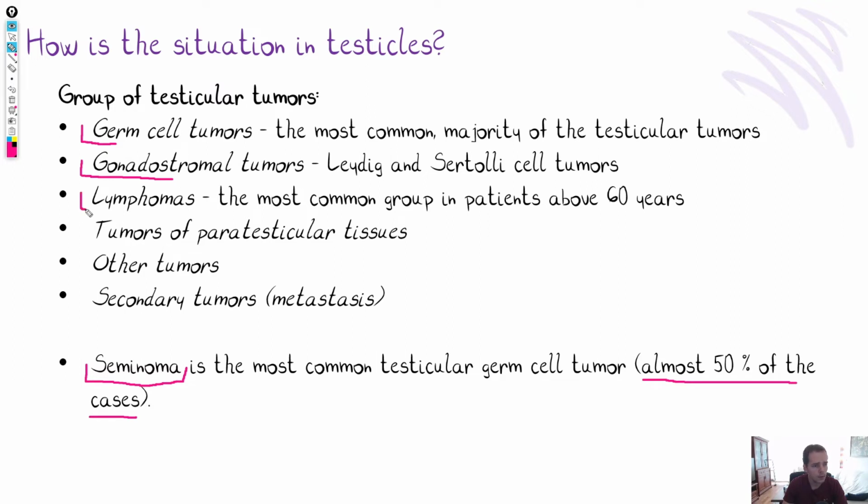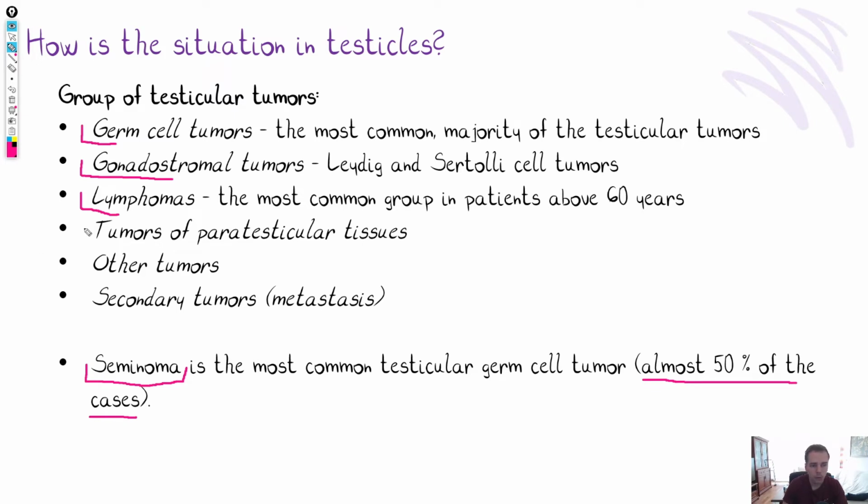Lymphomas. It is quite good to keep in mind that there can also be a primary testicular lymphoma, especially in older patients, because generally primary lymphomas of testicles are not so common, but it is the most common group of primary testicular tumors in patients above 60 years. As I said, germ cell tumors are usually tumors of younger age, but if you deal with a testicular tumor in an old patient, very often it can be a lymphoma.